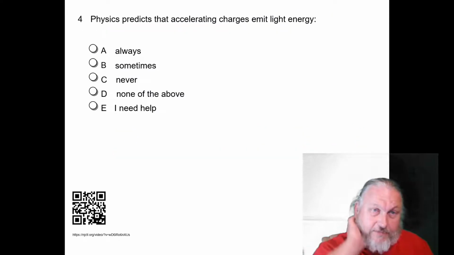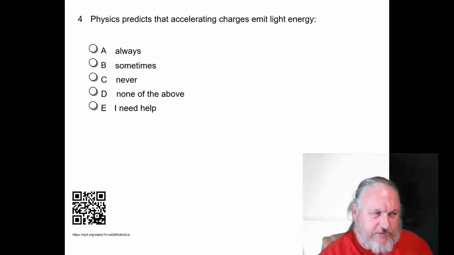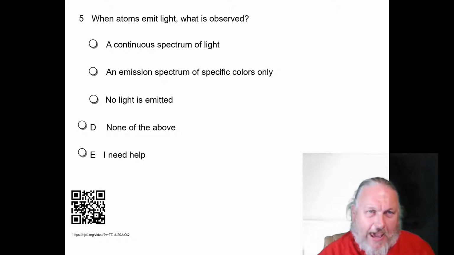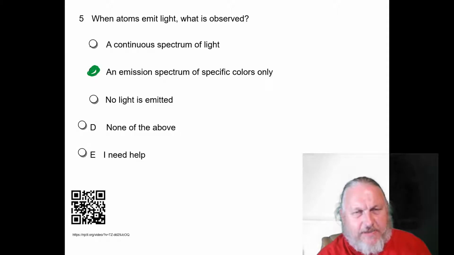So let's check a little bit. Physics predicts that accelerating charges emit light energy. Always, sometimes, never, none of the above. Pause, answer, see what you think. Come back, here we go. Always. Accelerating charges emit light energy. We'll do another check. When atoms emit light, what is observed? I'll pause. And what we see when an atom emits light is an emission spectrum of specific colors only.